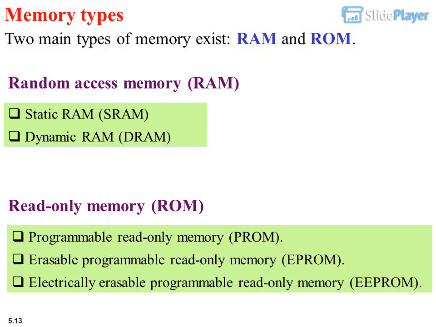Memory types. 2 main types of memory exist, RAM and ROM. Random access memory, RAM. Static RAM, SRAM. Dynamic RAM, DRAM. Read-only memory, ROM. Programmable read-only memory, PROM. Erasable programmable read-only memory, EPROM. Electrically erasable programmable read-only memory, EEPROM.